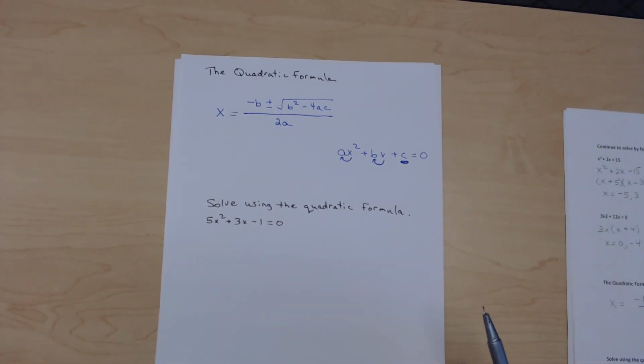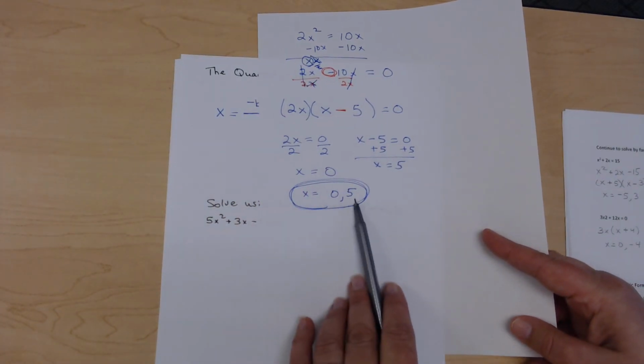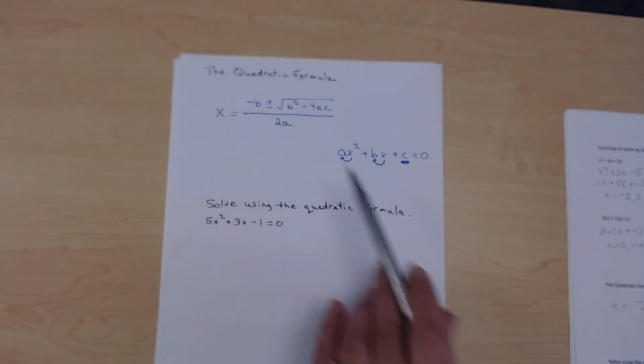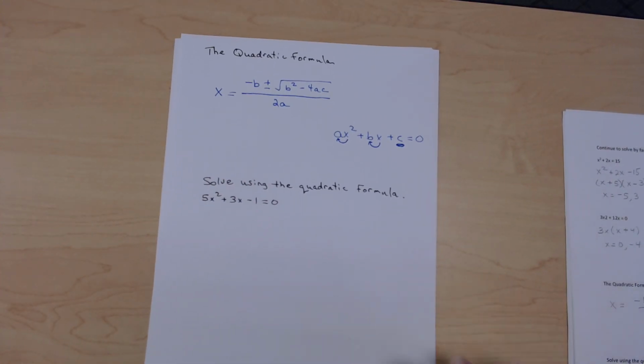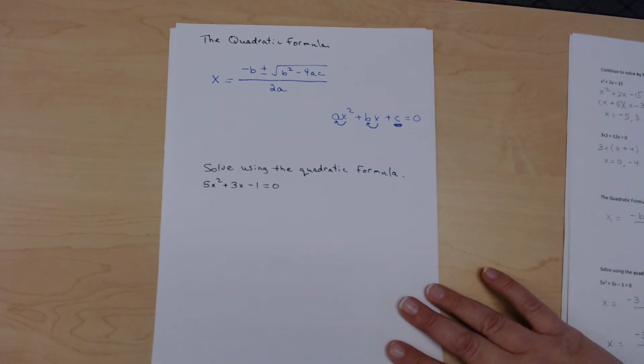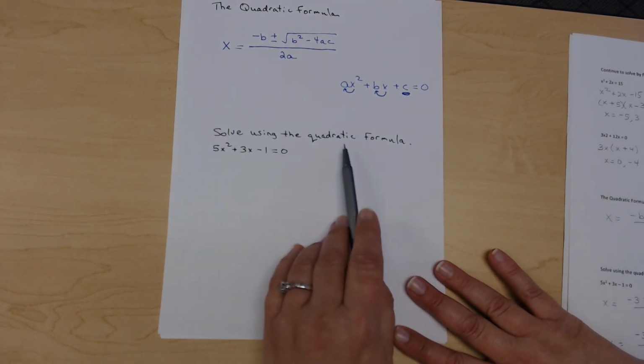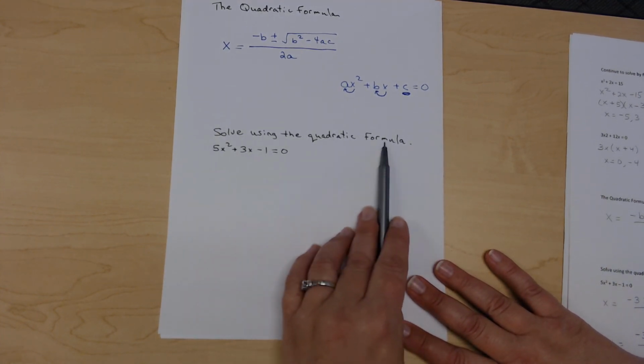It's the same as doing this and getting x equals 0, 5. We're going to have this. Okay. All right, let's just try one, and then we'll stop this lesson. So solve using the quadratic formula.